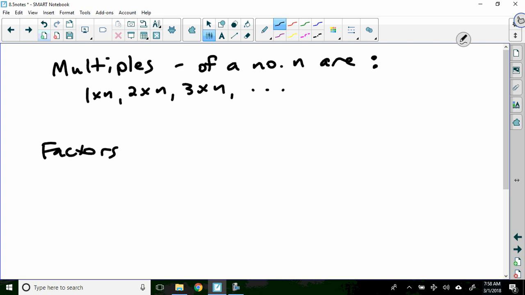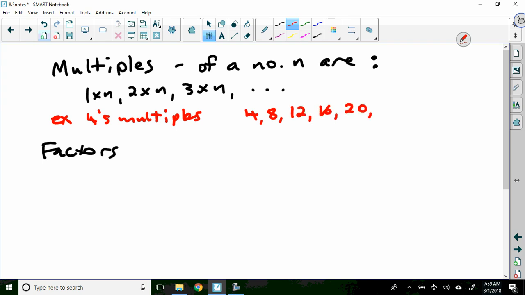So if we look at a specific instance, 4's multiples would be 4, because that's 1 times 4. And then 2 times 4 would be 8, and 3 times 4 would be 12, and 4 times 4 is 16, and 5 times 4 is 20, and 6 times 4 is 24, etc. So when you're finding multiples of a number, that's what they are.